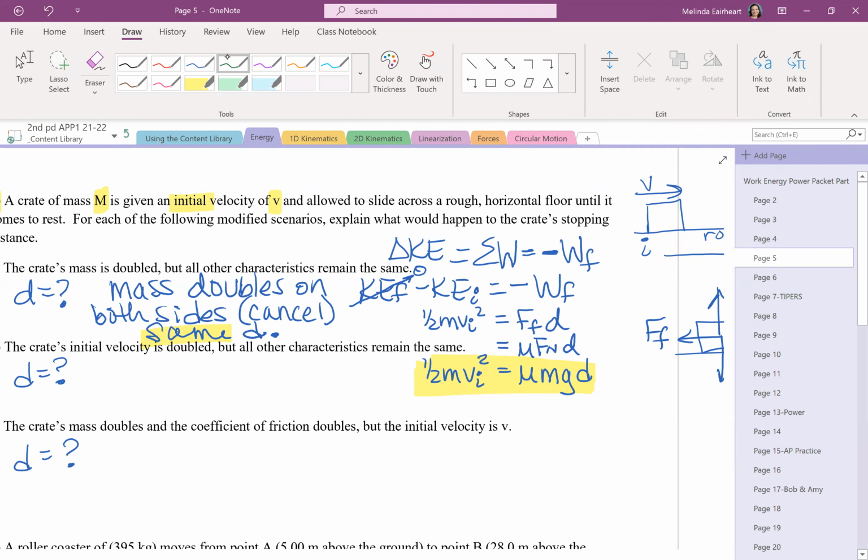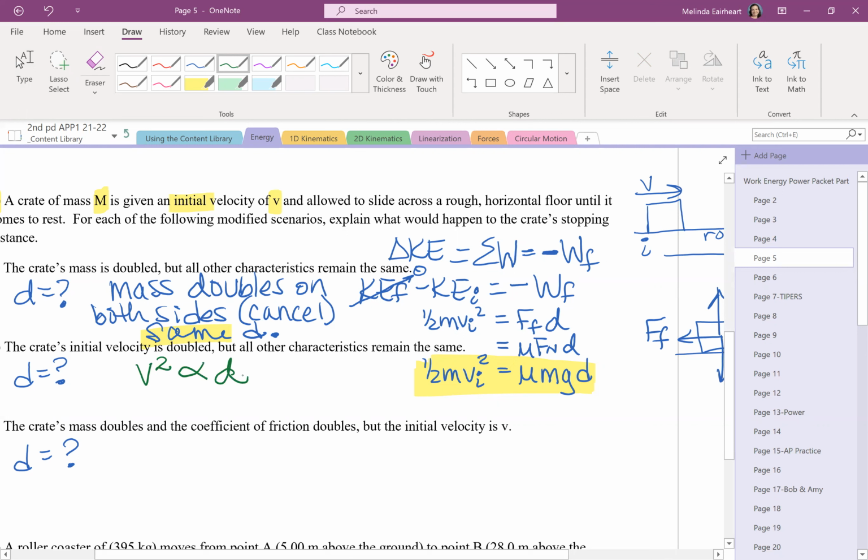All right, reset back to the original. Now, what if you double the initial velocity? How does that affect it? So mass still cancels, that's okay. But now we double that initial velocity. How does that affect the distance? If you double the initial velocity, it's going to have more kinetic energy, right? It can go farther, but specifically when you double the initial velocity, don't forget the square.